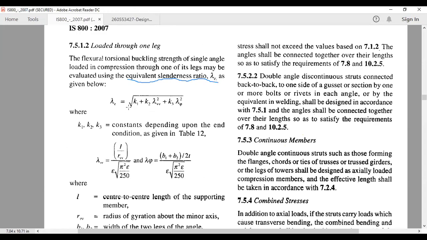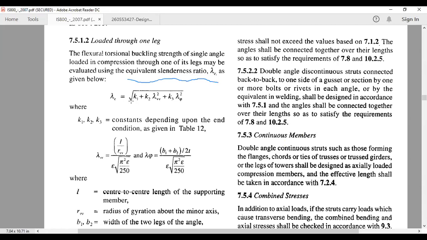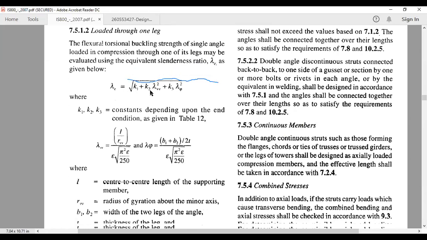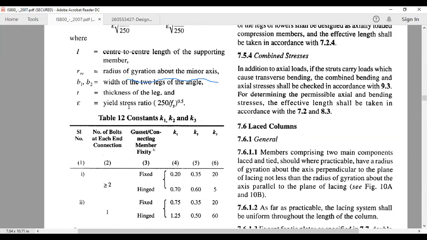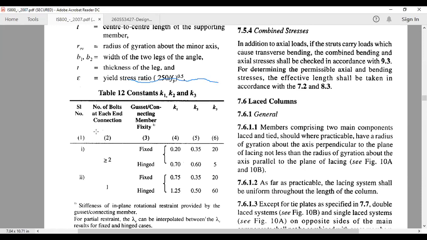Lambda E is expressed here. It is the square root of K1 plus K2 into lambda VB square plus K3 into lambda phi square. So we have K1, K2 and K3, which you can determine from table 12. You can obtain the values from table number 12 based on the end fixity condition and the number of bolts provided at the end. On that basis, we'll be taking the values of K1, K2, and K3.